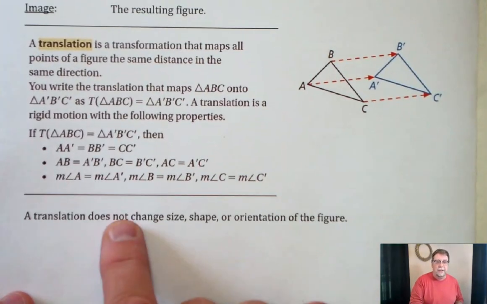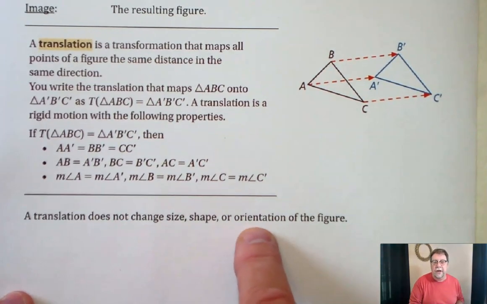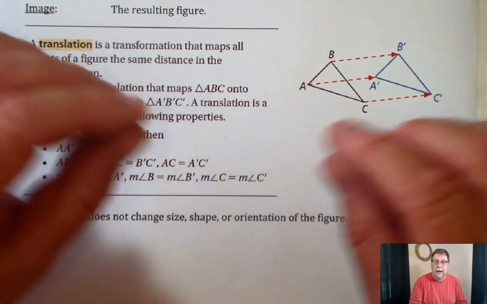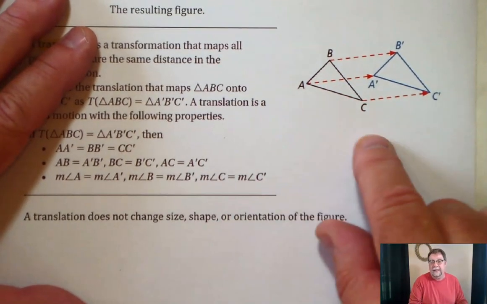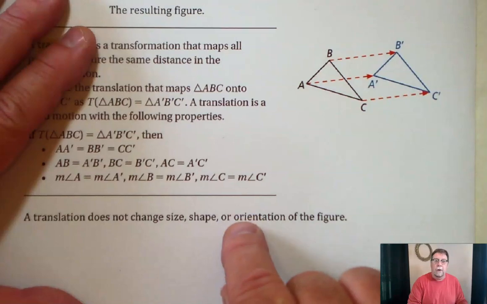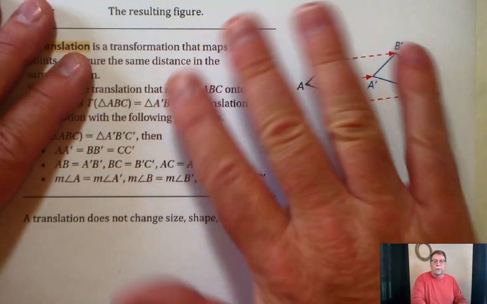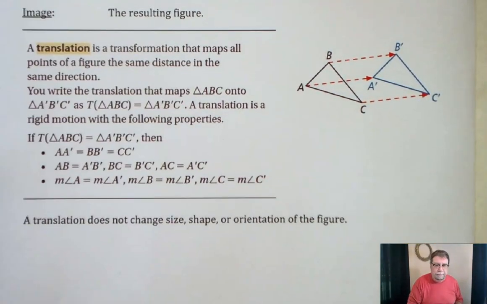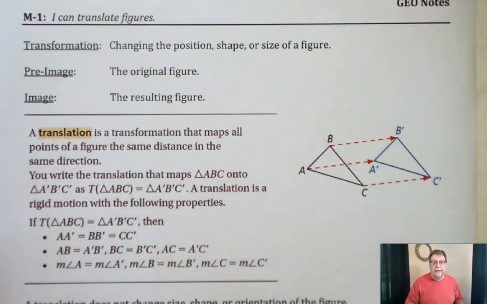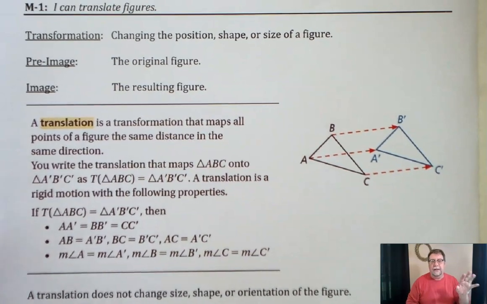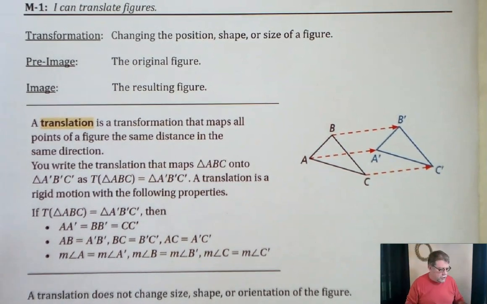A translation does not change size, shape, or orientation. Size, of course, would be how big or small the shape is. The shape would stay exactly the same. A triangle would remain a triangle. Orientation means it's not rotated in any way, shape, or form, or flipped. So there's our notes for a translation. Let's look at some examples to really get the idea of what a translation is all about.